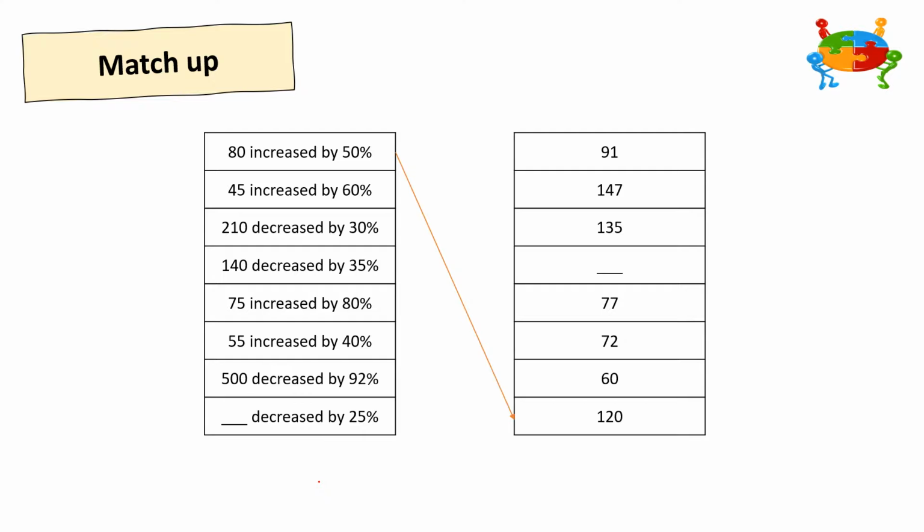Okay, so let's match these up. 80 increased by 50% is 120. 45 increased by 60% is 72. 210 decreased by 30% is 147. 140 decreased by 35% is 91. 75 increased by 80% is 135. 55 increased by 40% is 77. 500 decreased by 92% is 40. And then finally, what decreased by 25% gives you a value of 60, and that would be 80.